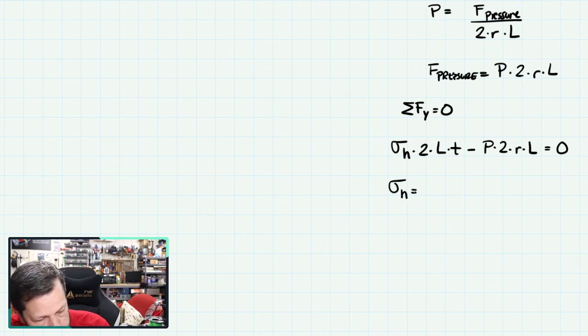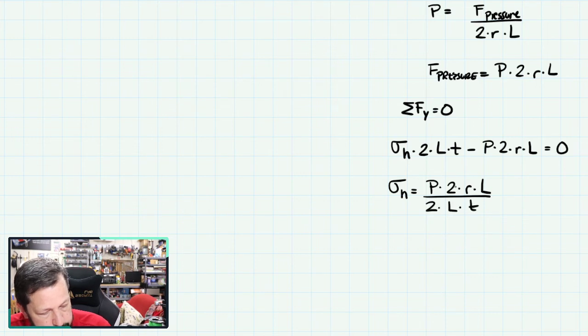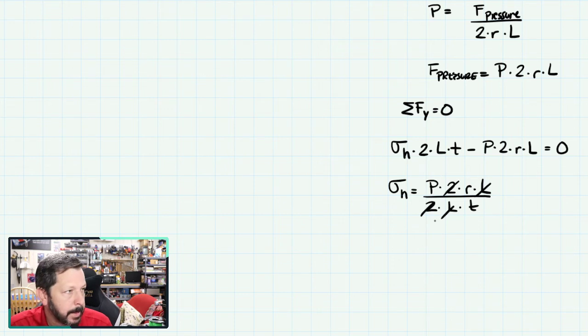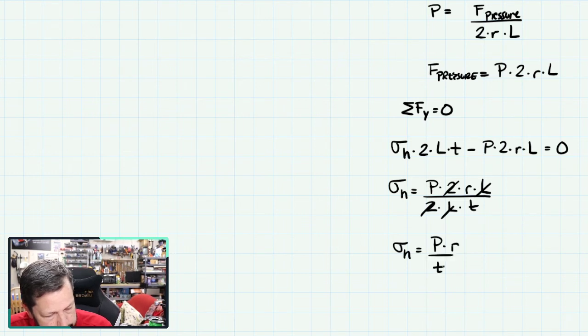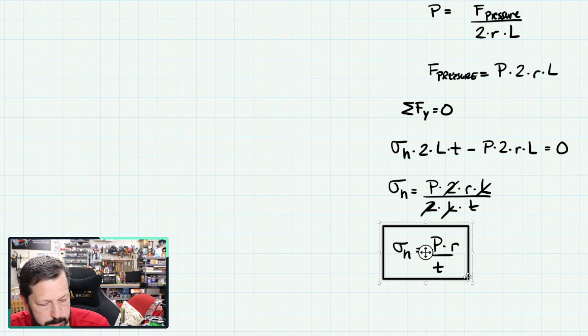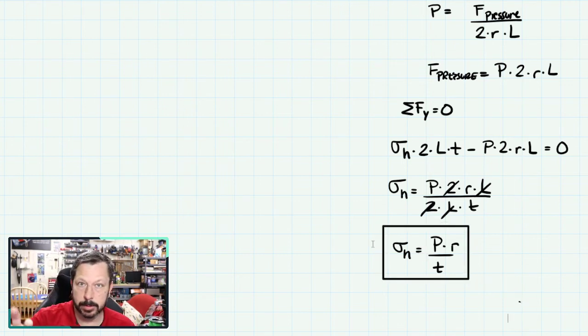So the hoop stress equals P times 2 times R times L, just move that to the other side of the equal sign, divided by 2 times L times T. So the 2's and the L's cancel out, and I'm left with the hoop stress equals PR over T, which is twice the axial stress. The axial stress, or the longitudinal stress, or the normal stress, whichever one you want to call it, was PR over 2T. This one's PR over 1T, so it's going to end up being twice the stress of the longitudinal one. So that's why we're normally concerned with the hoop stress for these cylindrical pressure vessels.